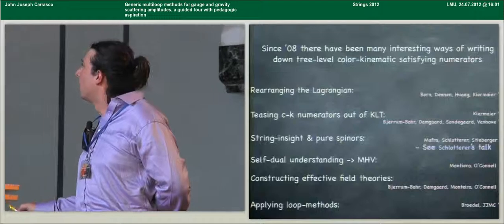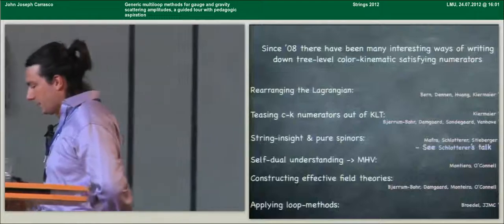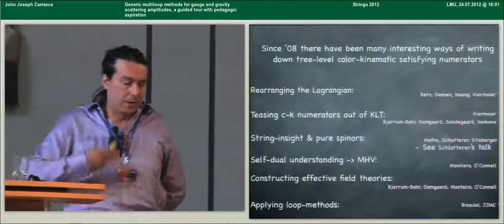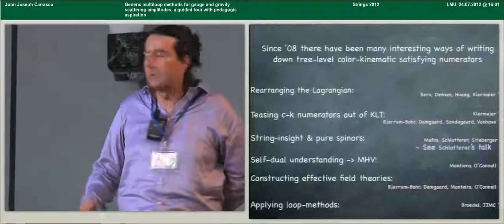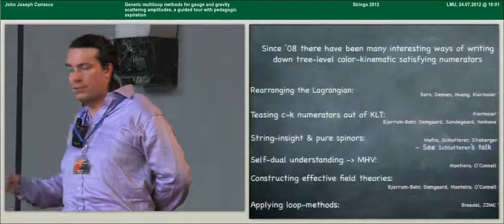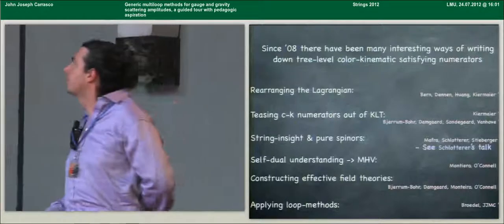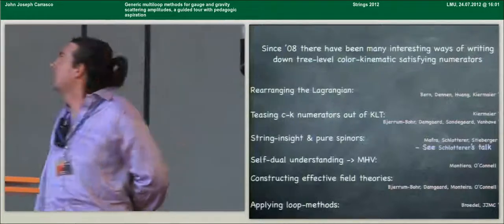And then, one thing we did was applying the same sort of functional methods we use to find Jacobi satisfying loop level relations, applied at tree level. So using trees as sort of a playground to hone our loop techniques.